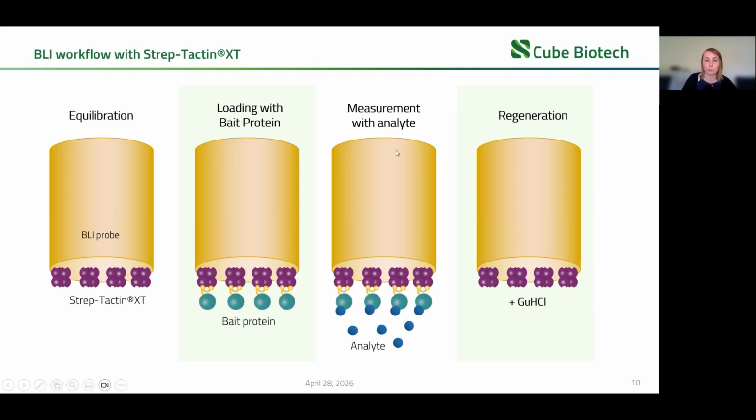In the next step, you add your analyte. And then finally, you just have to add guanidine HCl, which will remove the Strep-tagged protein. And basically the probe is then good to go to be used for another round of measurements.